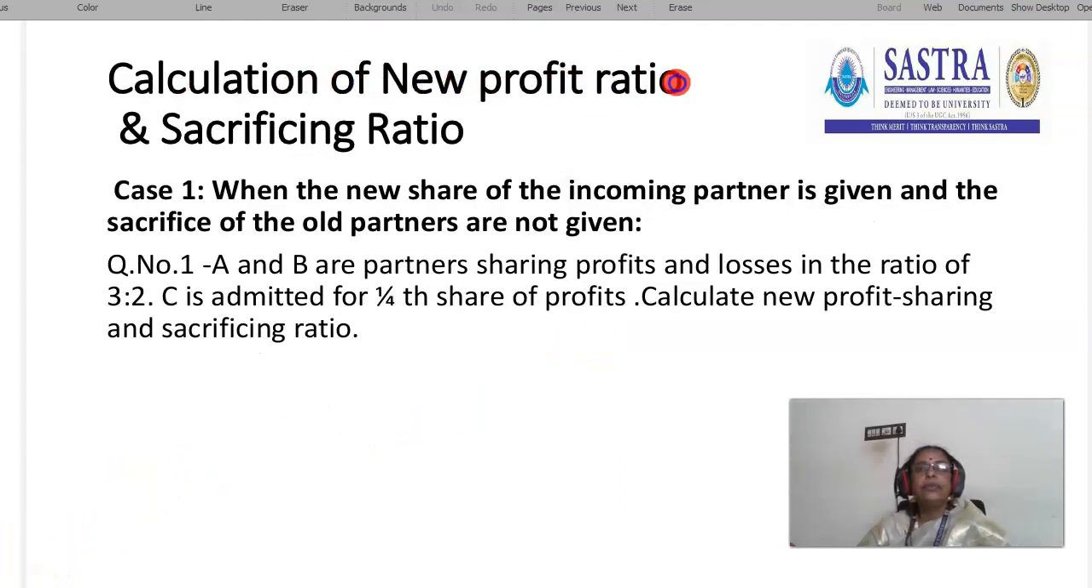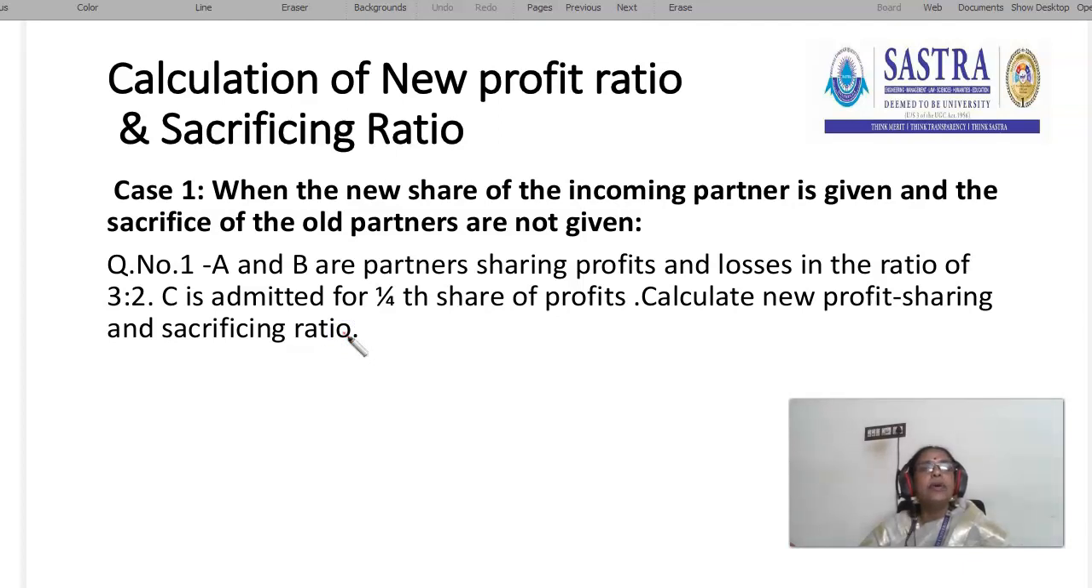Next, calculation of new profit sharing ratio and sacrificing ratio. Case 1. When the new share of the incoming partner is given and the sacrifice of the old partners is not given. They are just giving the new share of the incoming partner, but no detail is given about the sacrifice that is made by the old partners. Question number 1. A and B are partners sharing profit and losses in the ratio of 3:2. C is admitted for 1/4 share of profit. Calculate new profit sharing ratio and sacrificing ratio.